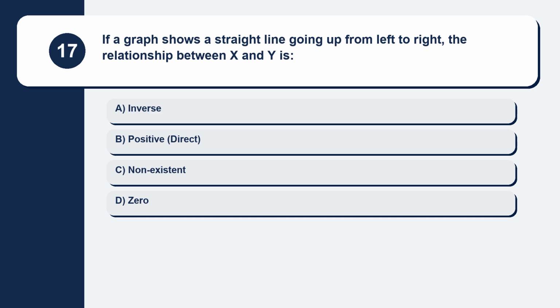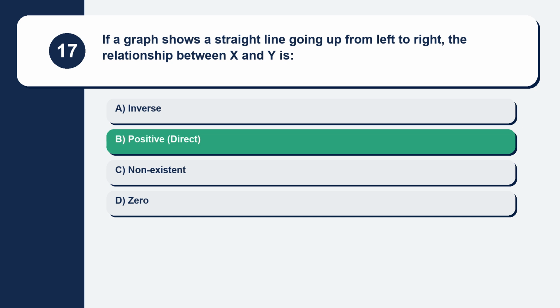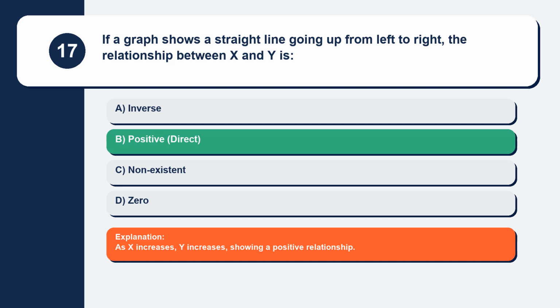Question 17. If a graph shows a straight line going up from left to right, the relationship between x and y is: inverse, positive, direct, non-existent, zero. As x increases, y increases, showing a positive relationship.